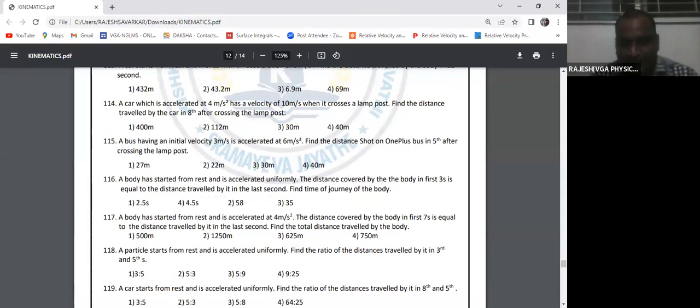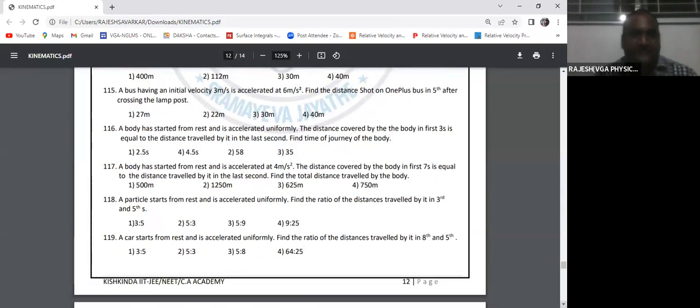116 we finished. 117. A body has started from rest and accelerated at 4 meter per second square. The distance covered by the body in first 7 seconds is equal to distance traveled by it in the last second. S7, that means half a t square, a by 2 of T square, means 49 is equal to a by 2 of 2n minus 1. So n is equal to 25. So now you have to find the distance traveled by the body: S equal to u is 0, half a t square, 1 by 2 into 2 into T square. T square is 625, 625 into 2, 1250.